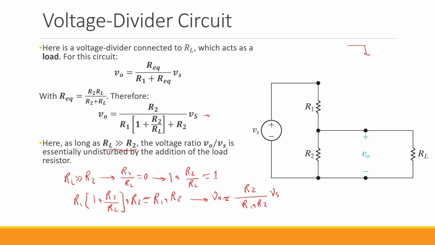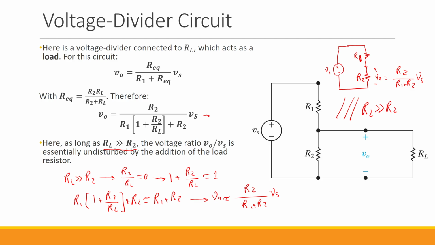So what was this equation for? This equation was the same equation that we had if we only had R1 and R2. This one is R2, this one is R1. So the voltage across this, V2, was equal to R2 over R1 plus R2 multiplied by Vs. So when RL is several orders of magnitude larger than R2, this circuit and this circuit are practically equivalent. So RL is very, very much larger than R2.